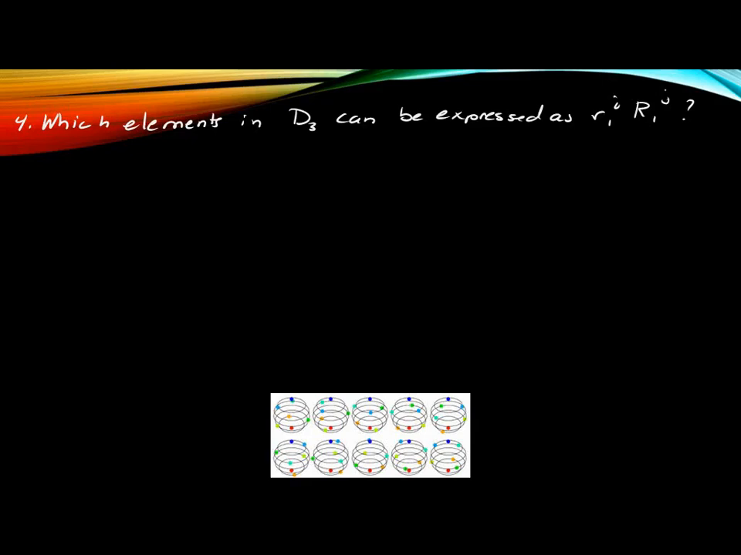And which elements in D3, so that's the triangle again, in the Cayley table, which elements can be expressed as taking a reflection, taking the rotation, the first rotation, and raising that to a power and multiplying or composing it with the first reflection, or a power of it. So you really will go dig into that table and play around.